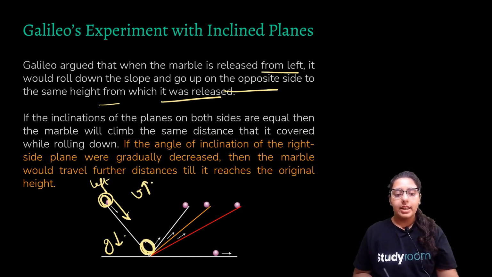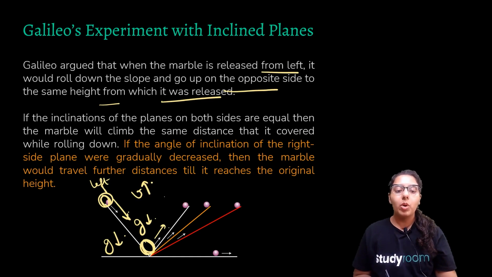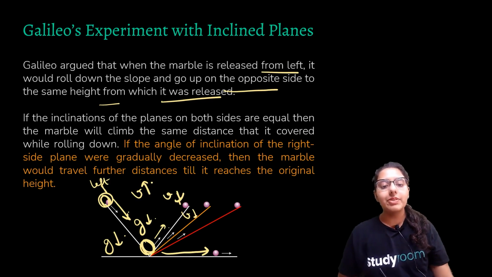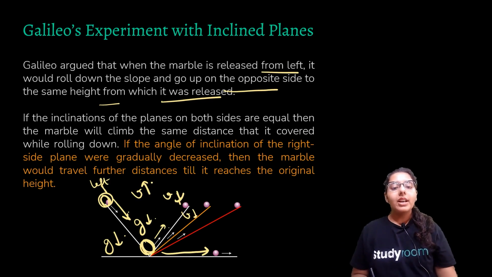Once your ball reaches here and goes up, this time again gravity always acts in the downward direction and your ball wants to go up, right? What will happen? They will be opposing forces, so the velocity of the ball will decrease. And if velocity decreases, it will keep on decreasing till the time it reaches the ground and becomes flat. So if the angle of inclination of the right side plane were gradually decreased, then the marble would travel further distances till it reaches the original height.